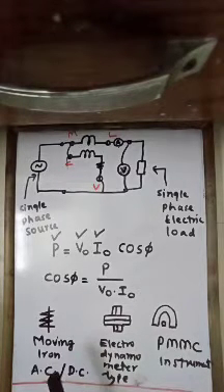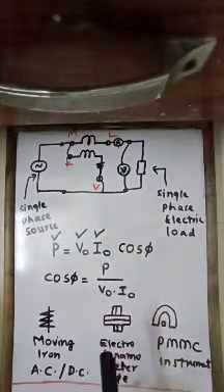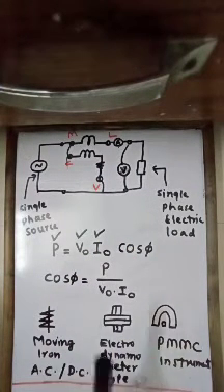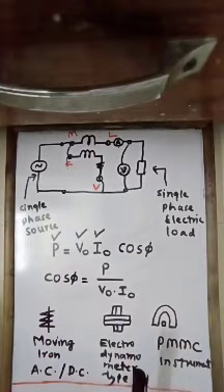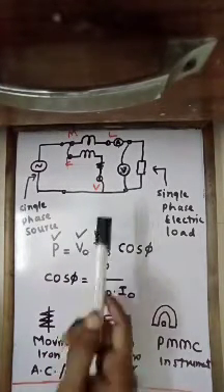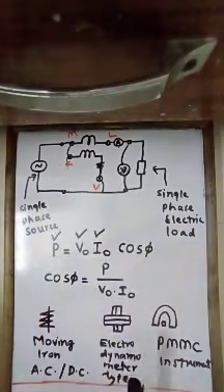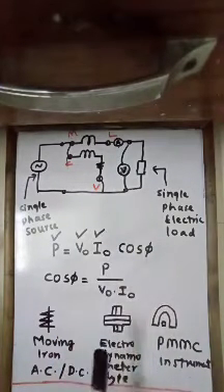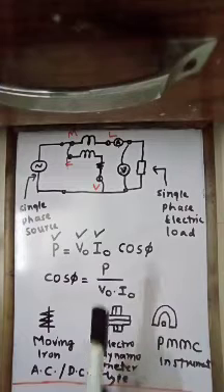Similarly, the voltmeter is always connected in parallel with the load. It is never connected in series with the load, because ideally speaking, an ideal voltmeter has infinite impedance. So if you connect it in series, there will be an open circuit condition.